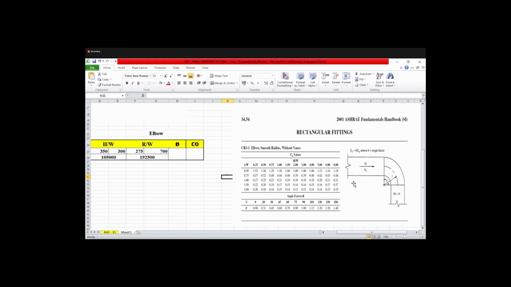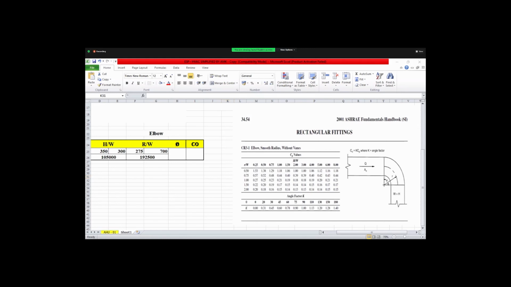So how do we have to calculate? We have to calculate by this column R by W. So what is R by W? R is the radius of the duct and W is the width of the duct, and H by W is our next row. So what is height and width?